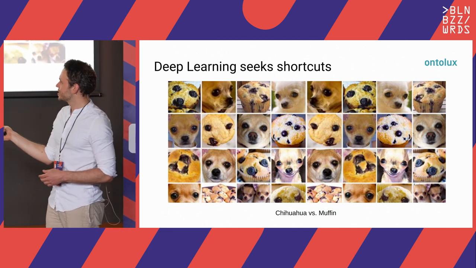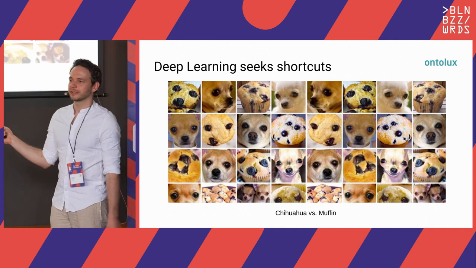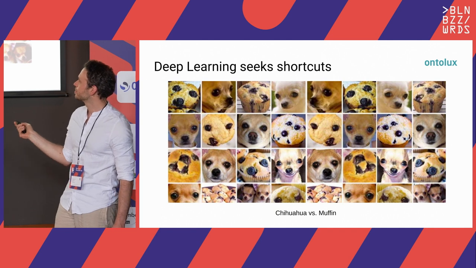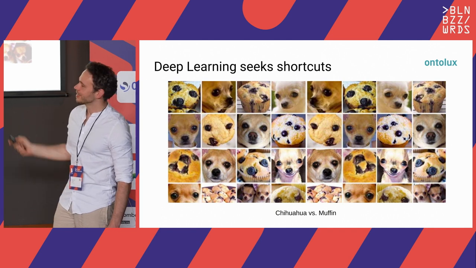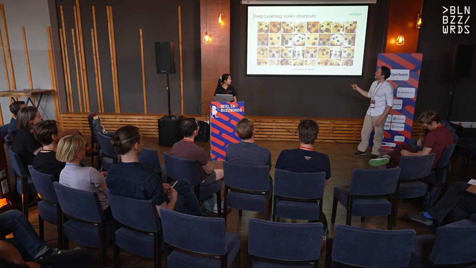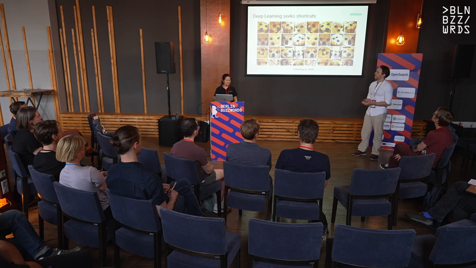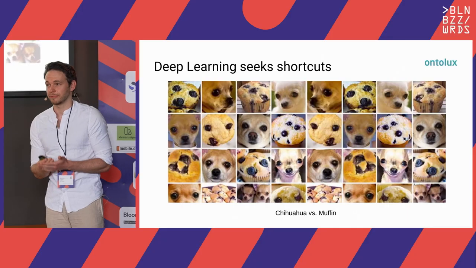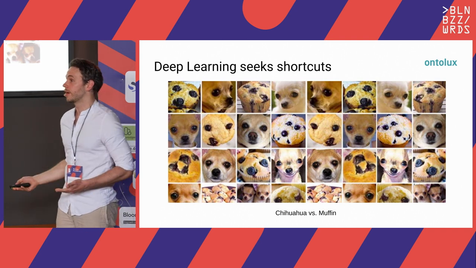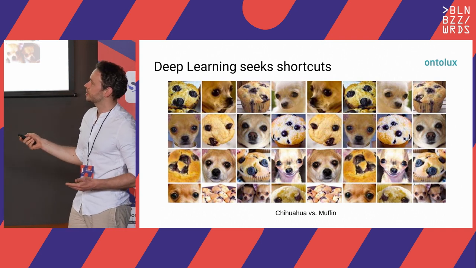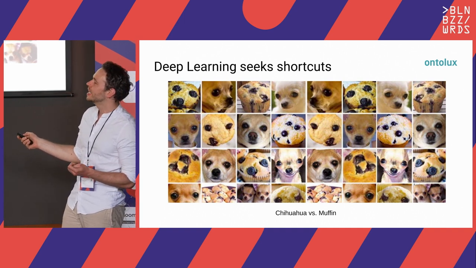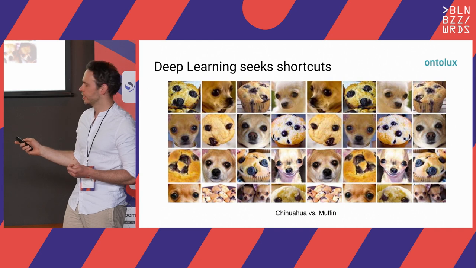I like this one. It's Chihuahua versus Muffin. If you're just looking at it sideways, it is very hard to tell which one is a Chihuahua and which one is a Muffin. Thank you. So we try to find ways so that our machine learning system learns the thing we care about, the semantic structure that we want to learn, and not some superficial relationships that care for some color and shape.